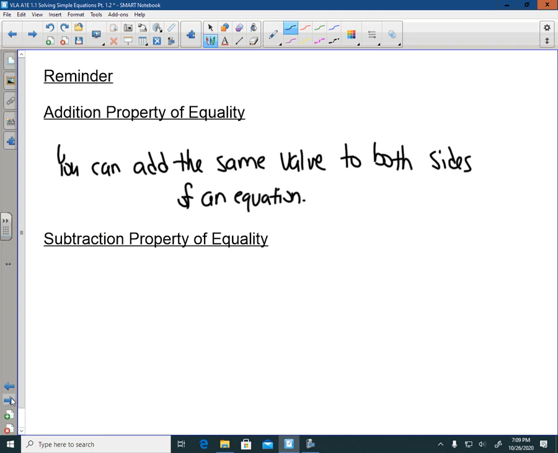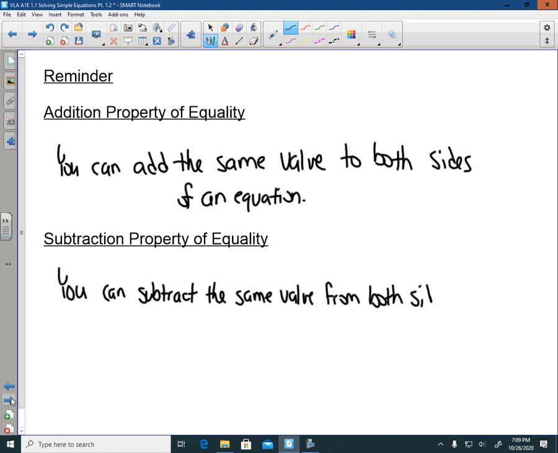And the subtraction property works a lot like that one. You can subtract the same value from both sides of an equation. Again, this gives us permission to go ahead and use subtraction to keep our equations balanced, to create clever cancellations, but as long as we do the same thing to both sides, we're going to be okay.